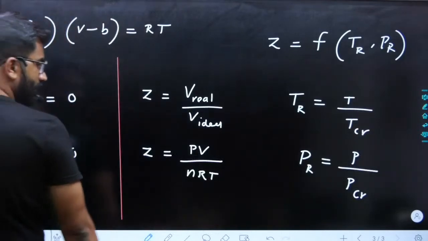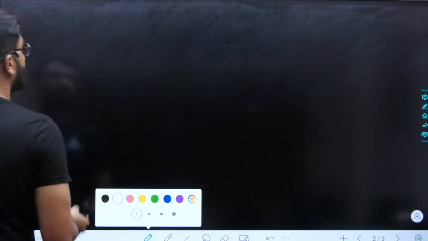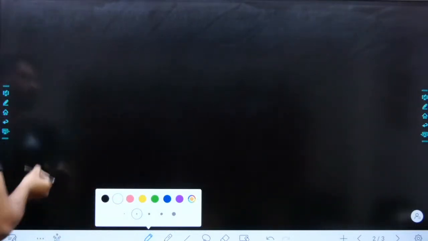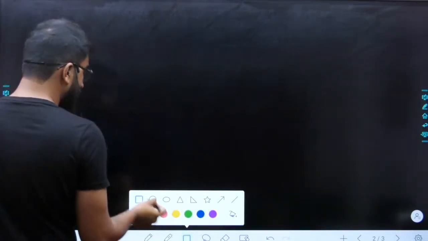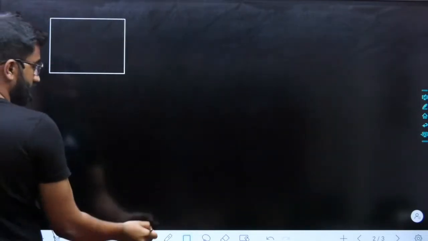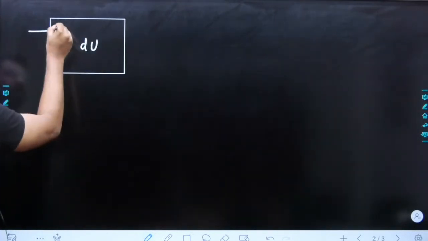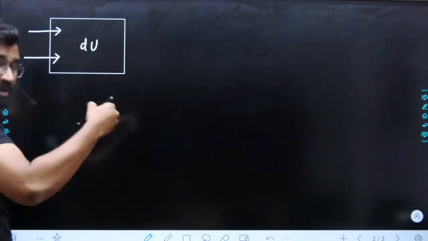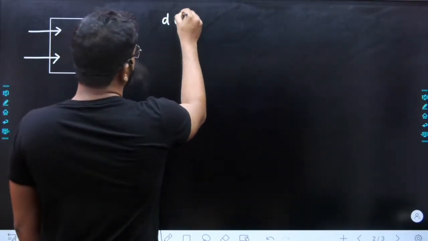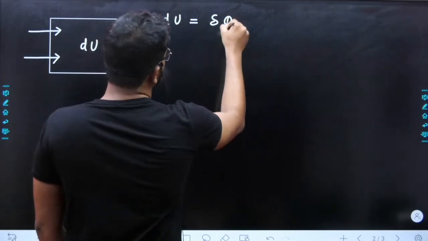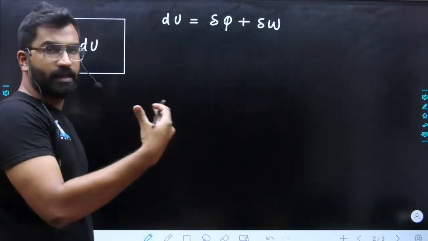In thermodynamics, the most important chapter is the first law of thermodynamics. So the next chapter is the first law of thermodynamics. What is the first law? According to our chemical engineering sign convention, I write dU is equal to del Q plus del W.